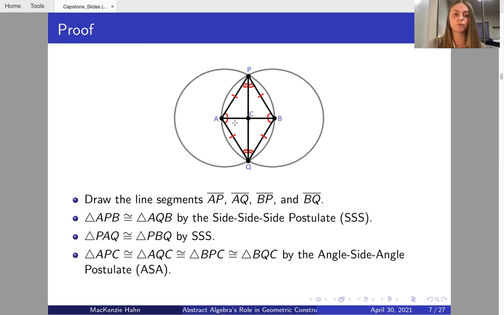Finally, we can find that the four inner triangles are all congruent to each other by angle side angle. And ultimately from that, it follows that line segment AC is congruent to line segment BC. So therefore, we are able to bisect a line segment.